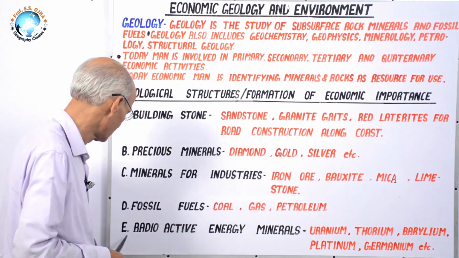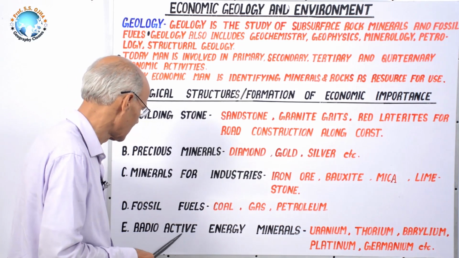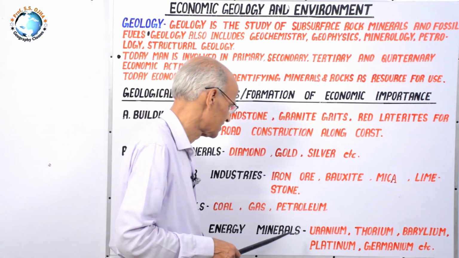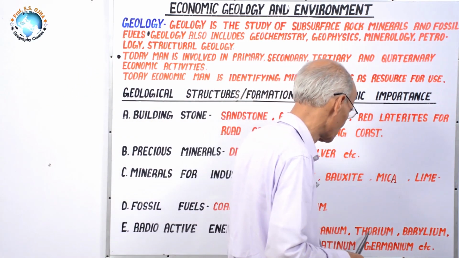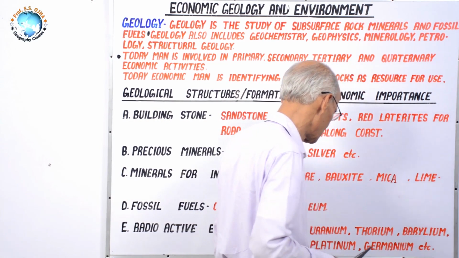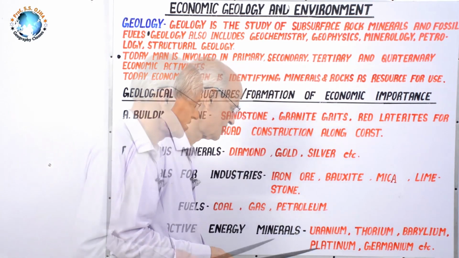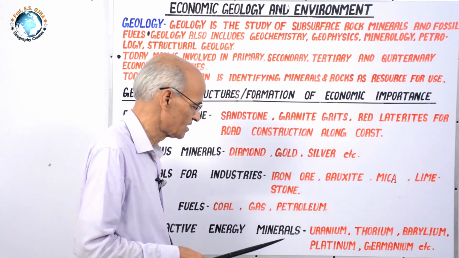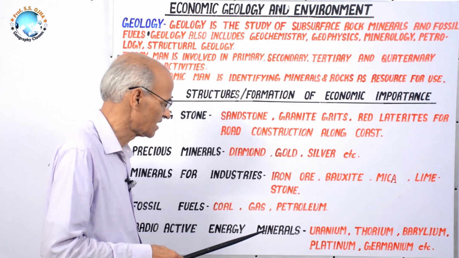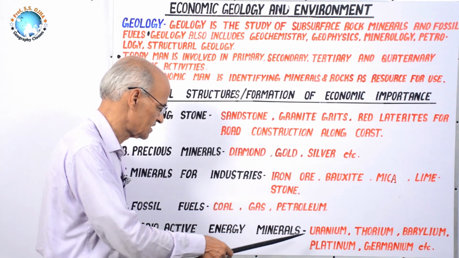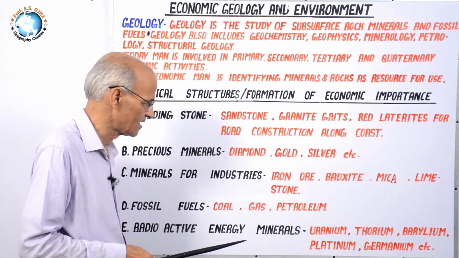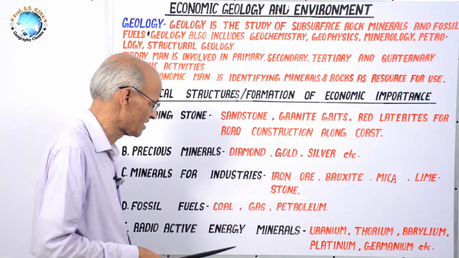That's why the next point is the radioactive energy minerals. In radioactive energy minerals, the main ones are uranium, thorium, beryllium, platinum and germanium. These are radioactive minerals which are abundantly found all over the world, especially in plateau regions, for example in India, the Meghalaya region and all over the world. These are also being mined, and their radiation impact on the environment is very adverse and an environmental problem.